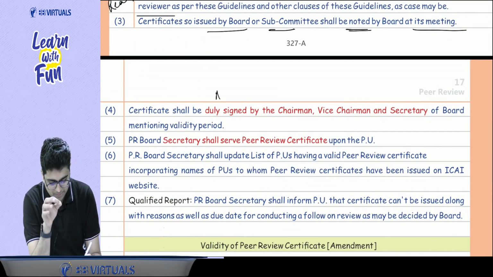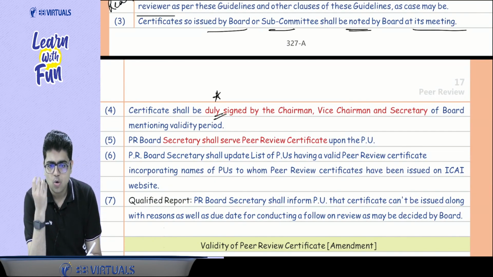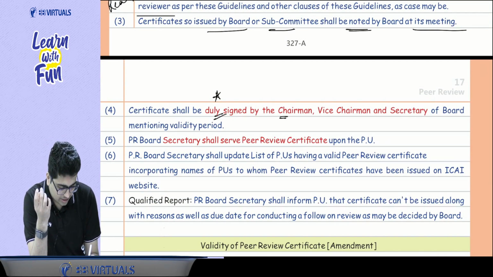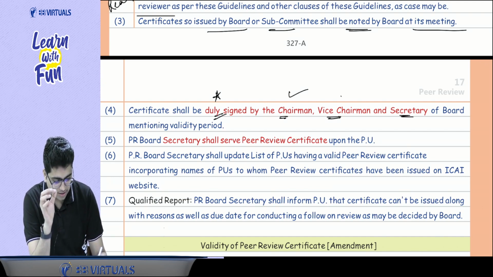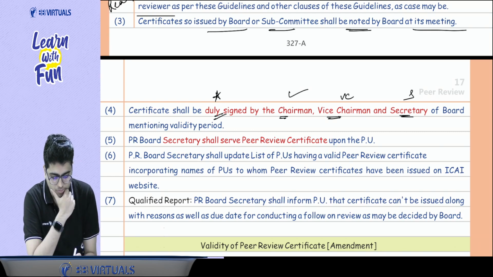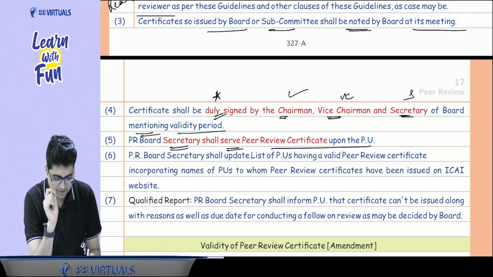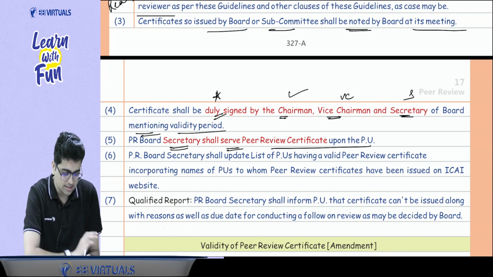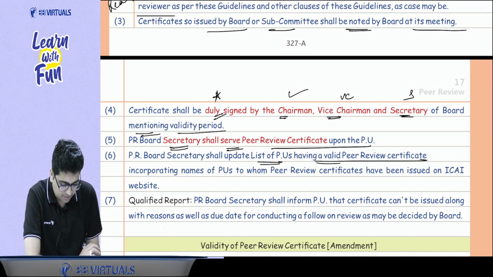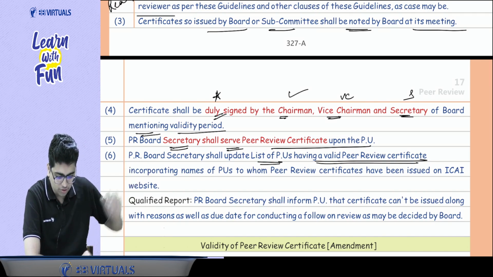Now comes some amazing point which can be asked in MCQ. Who will sign the certificate? Sir, chairman, vice chairman and secretary. Come on. Chairman, vice chairman and secretary to the board will sign the certificate mentioning the validity period. Secretary shall serve the peer review certificate to the practicing unit. Secretary shall update the list of practicing units having a valid peer review certificate on the website of ICAI.